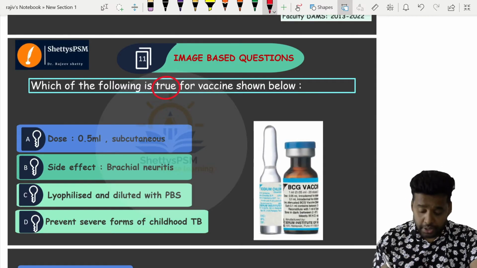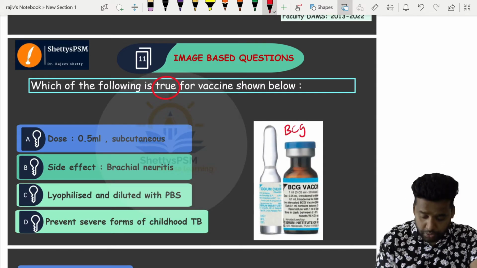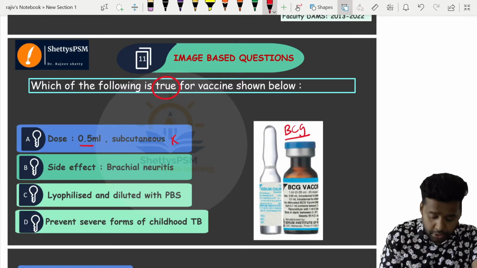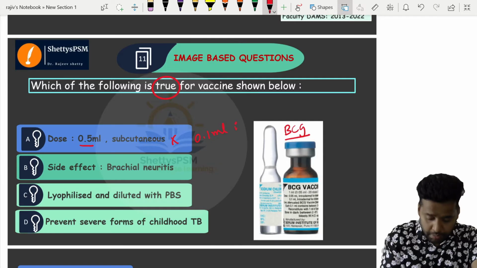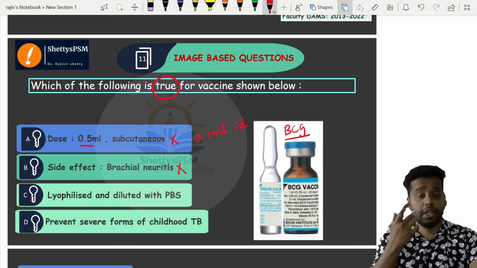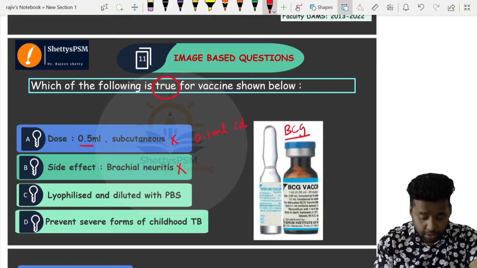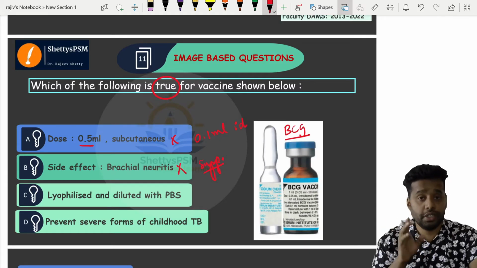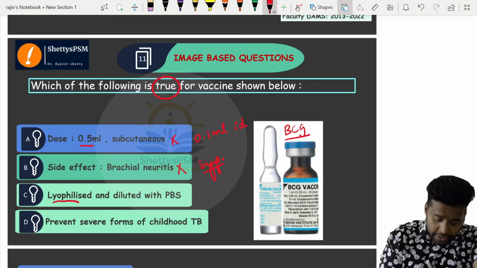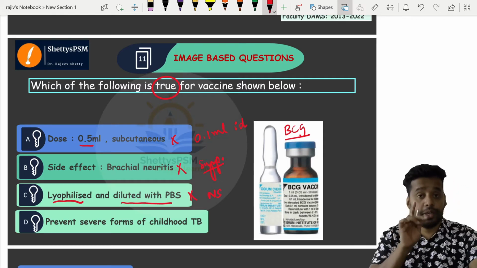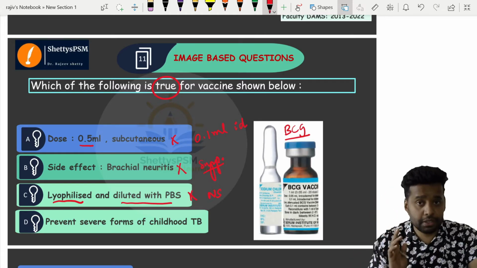Come to this image. Vaccine related question. It is BCG vaccine. What is true for this? I'm giving true statement, not false. 0.5 ml subcutaneous, no, it is 0.1 ml intradermal BCG vaccine. Side effect brachial neuritis, no, brachial neuritis is for tetanus toxoid. BCG can cause suppurative lymphadenitis or disseminated BCG infection, or it can also cause BCG osteitis. Lyophilized, yes, but diluted with PBS, no, it is diluted with normal saline. PBS is the diluent for Japanese encephalitis vaccine.